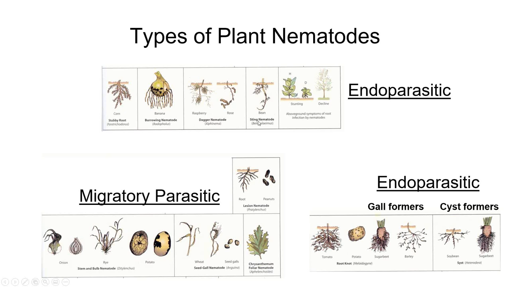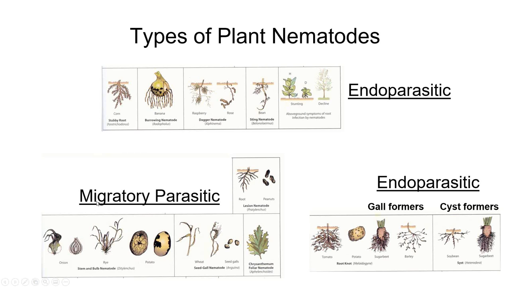Here's a dry bean with a sting nematode. Again, same sort of thing. It really affects the development of the root system. And with these endoparasites, we need large numbers in soil, and their effect is to stunt and slow down the growth of plants. And so we have a general dwarfing of the plant, not very vigorous. And we'll talk a bit more about that in a moment, okay?